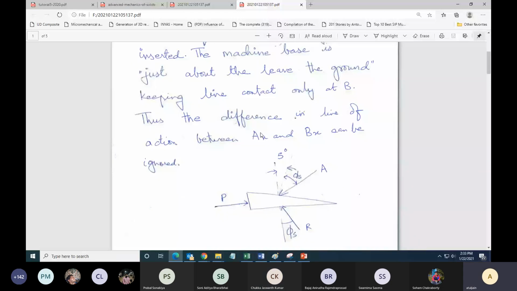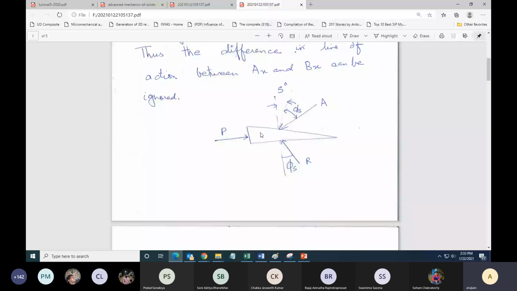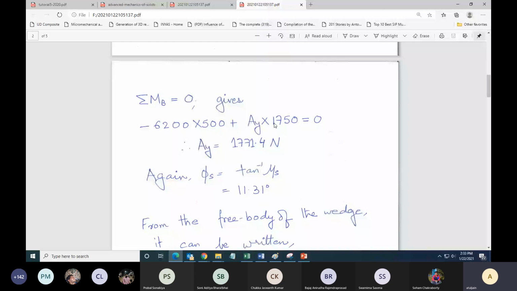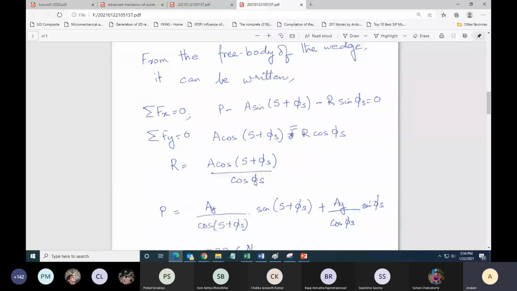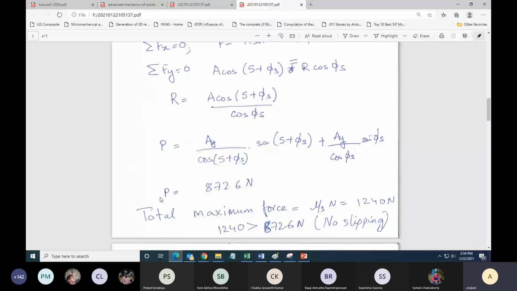Yes, and then basically once you have the free body diagrams, I have done summation MB is 0 and got the value of AY, with phi s as tan inverse mu s. I will come back to why this assumption is made. And from the free body diagram of the wedge, I can write summation Fx is 0, Fy is 0. Three equations, three unknowns, I can solve. I got a number that is slightly different from the answer given in the problem sheet. In the problem sheet, the answer is 854.1. I am getting 872.6. Has anybody been able to solve this problem?